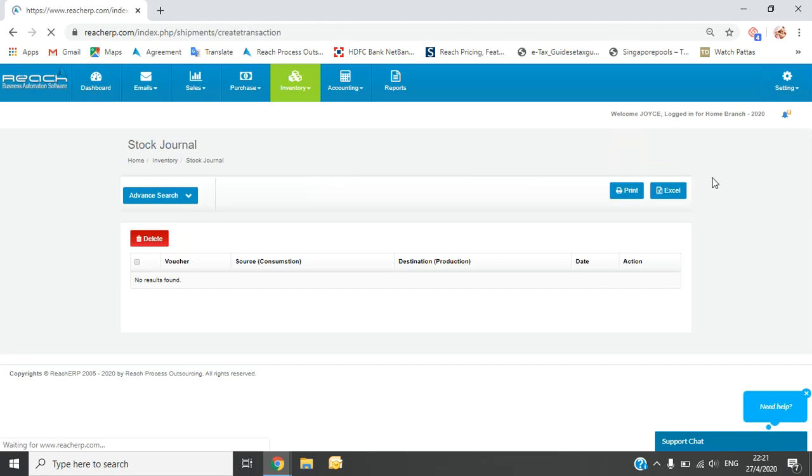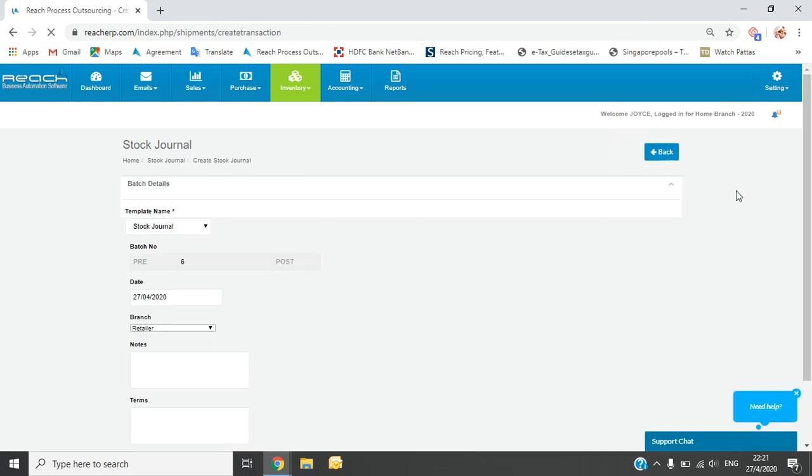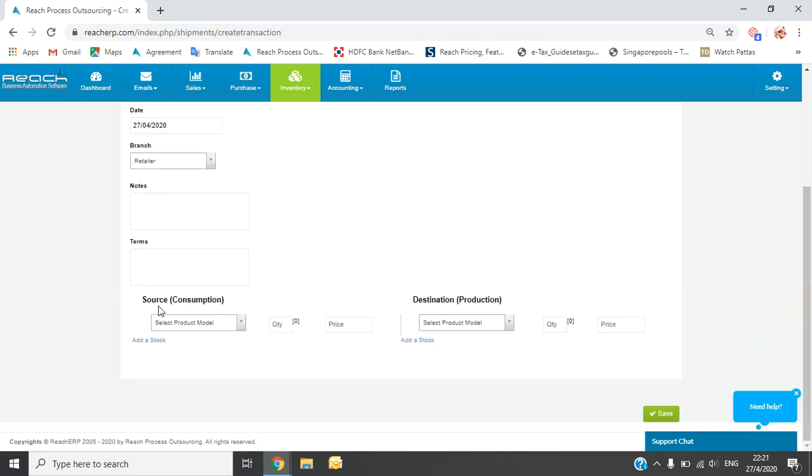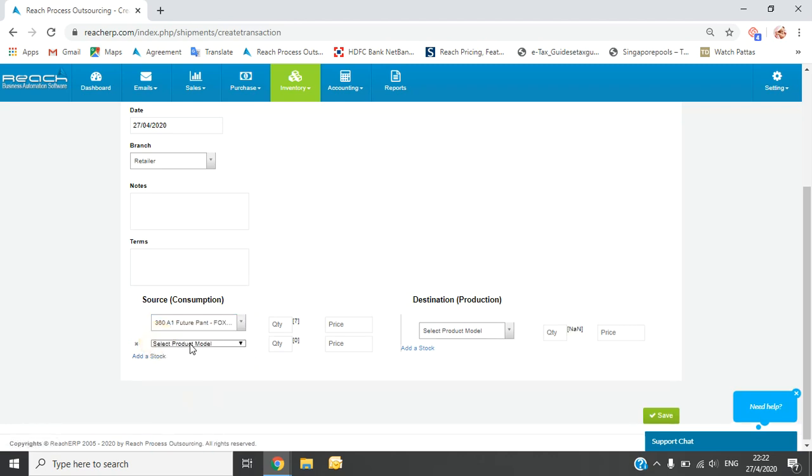add stock journal, come down. So you can see this source and consumption. Over here, the products which we are finding missing or damaged, we need to select here, considering this as a missing. And we have one more product which is damaged, and this quantity, one damaged and two are missing.